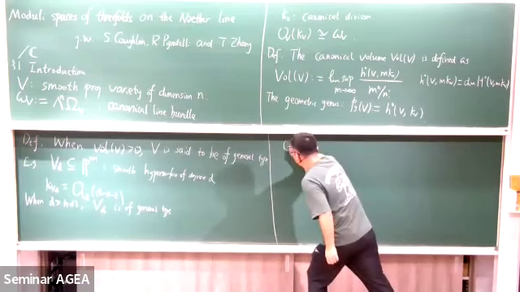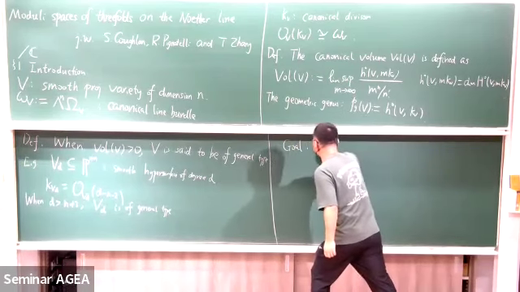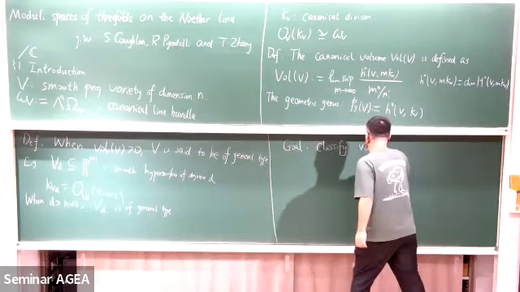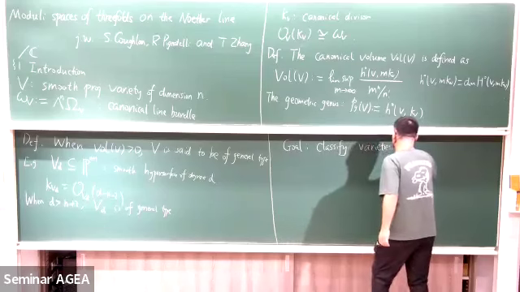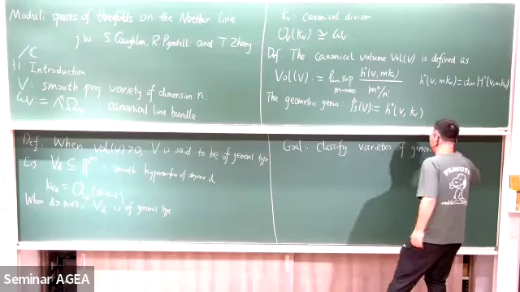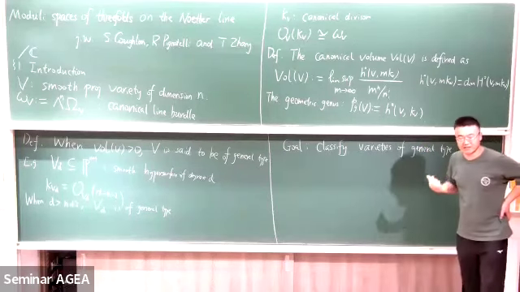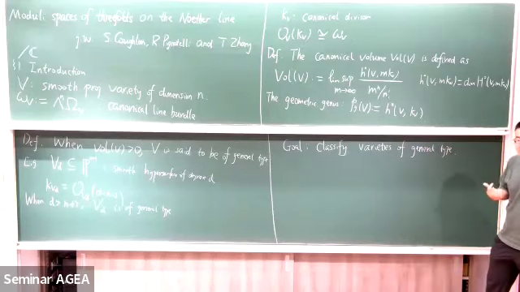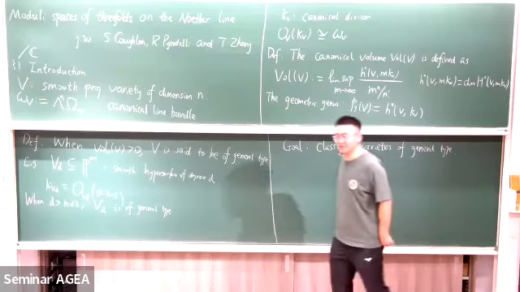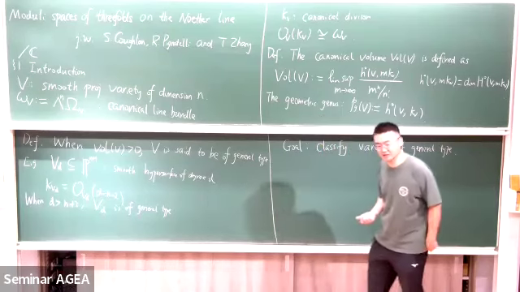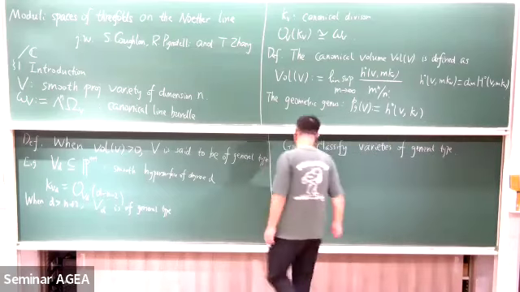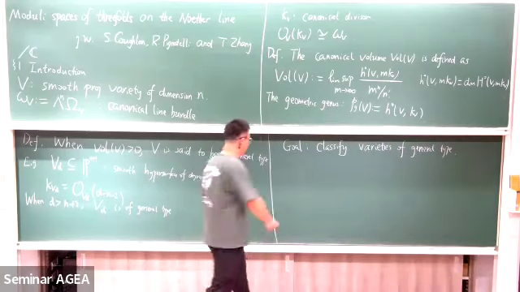Our main goal is to classify varieties of general type. And you will find that when the dimension is larger than or equal to 2, if you just blow up some point, you will get another variety, which is also of general type, and they are birationally equivalent. So how to classify them? The first step, we have to find some good model.